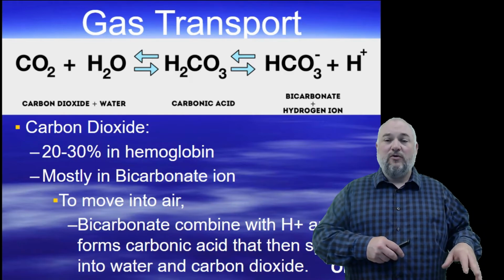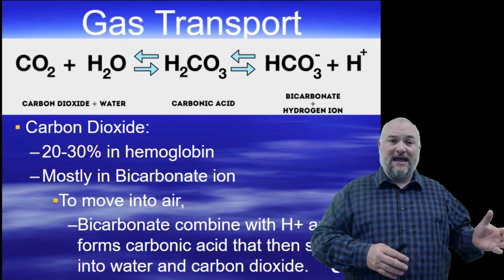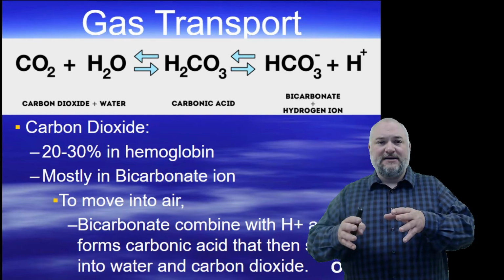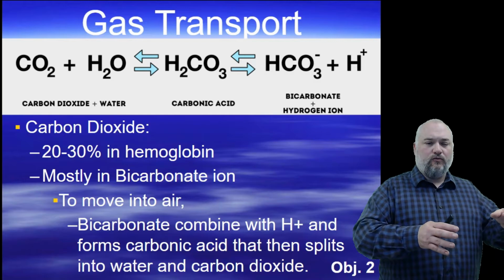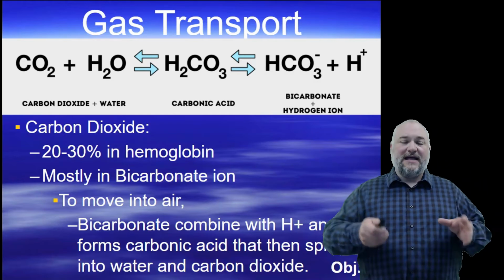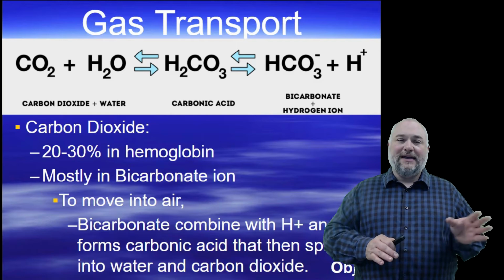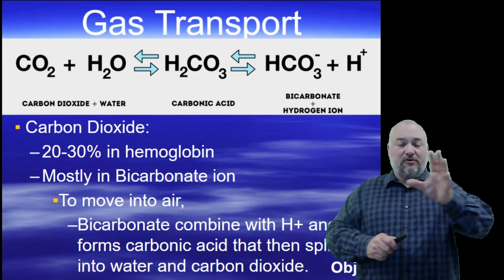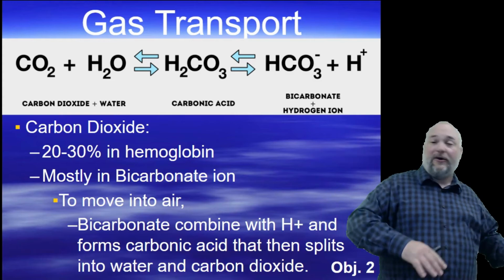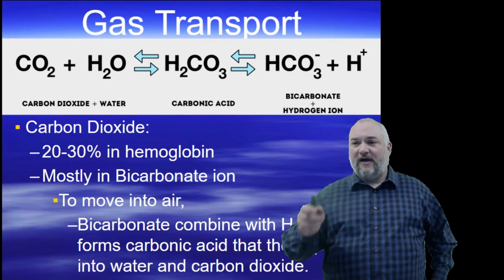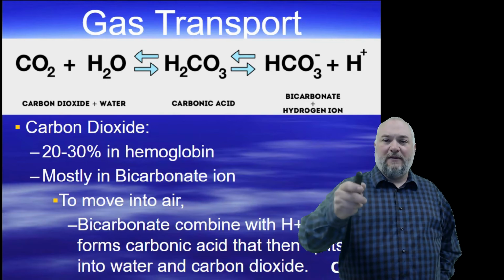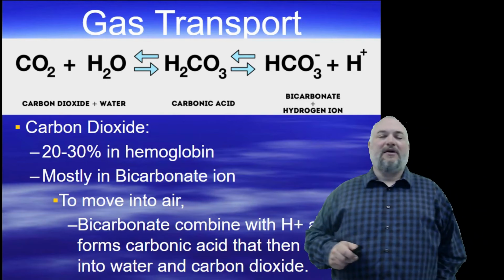When we want to release it back into the air, it will combine with hydrogen, turn to carbonic acid, and then go into carbon dioxide and water, and we can breathe out the carbon dioxide. And that's how we transport it in our blood. It's this equation. It's reversible. Wherever you have a higher concentration, it'll drive it one way or the other. So if I have too much bicarbonate and hydrogen, that's going to cause it to bind to form carbonic acid, which will cause it to become carbon dioxide and water.